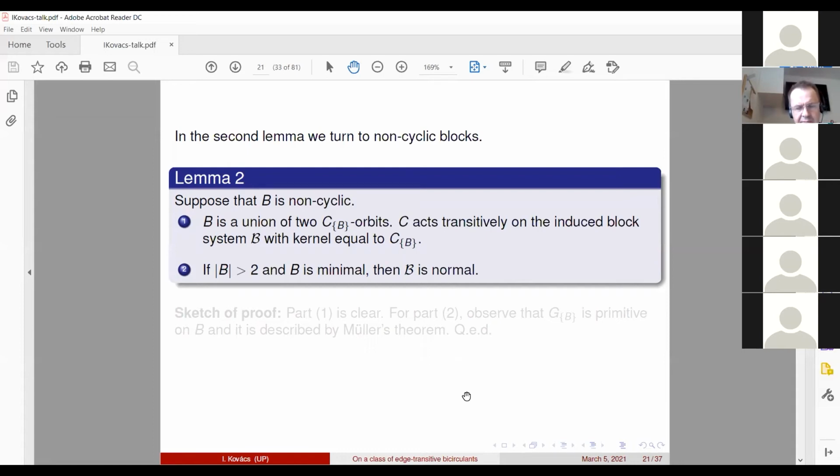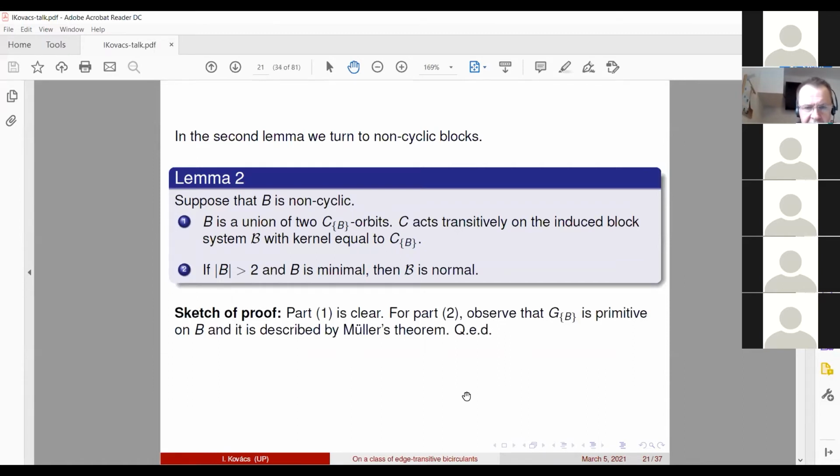And the second part says that if this non-cyclic block has size larger than 2, and B is also minimal, then the block system is normal. And this is really a sketchy proof. The first part, I suppose, is not difficult to prove.